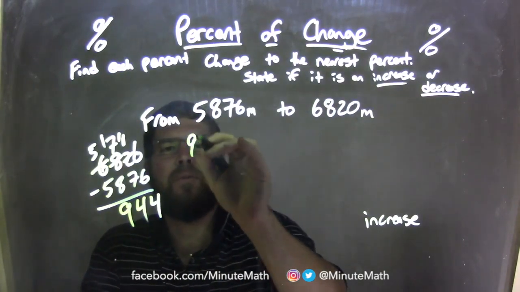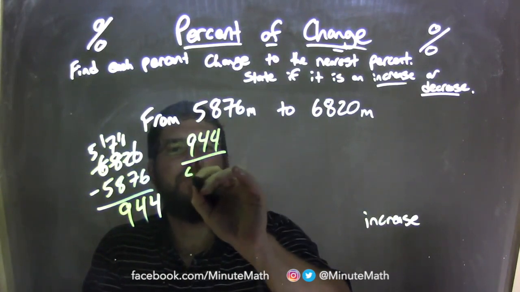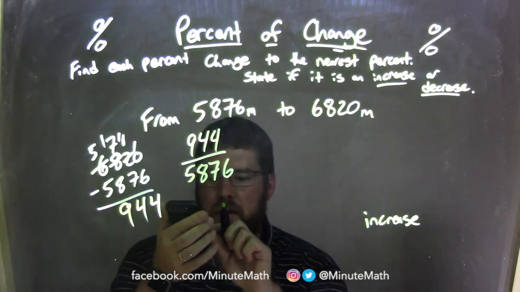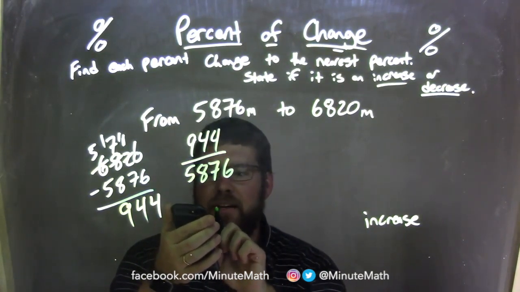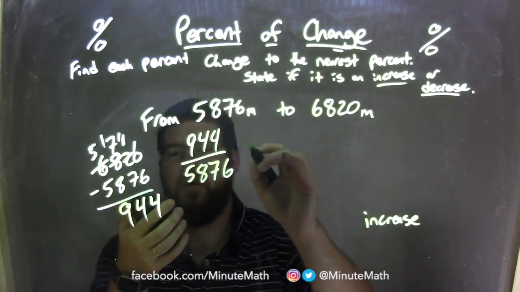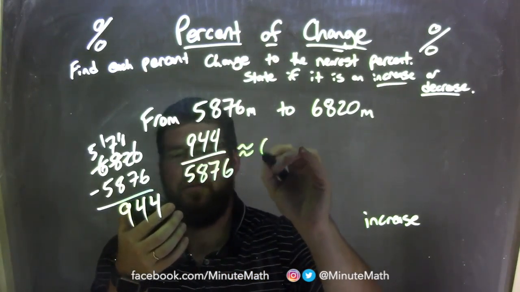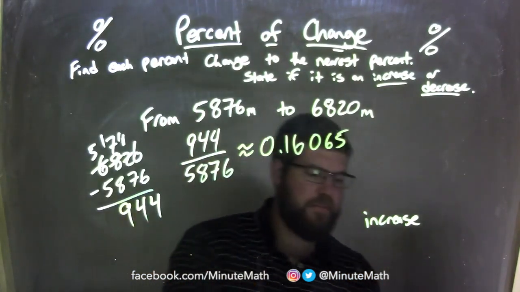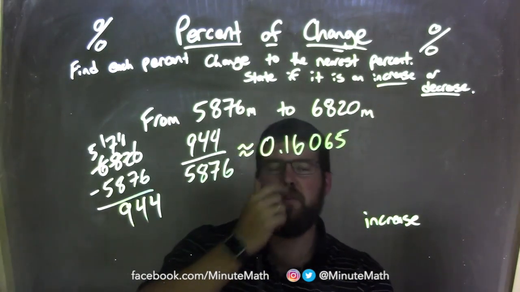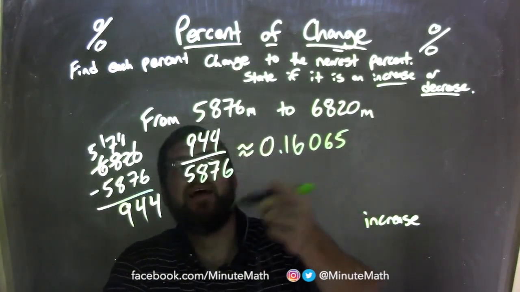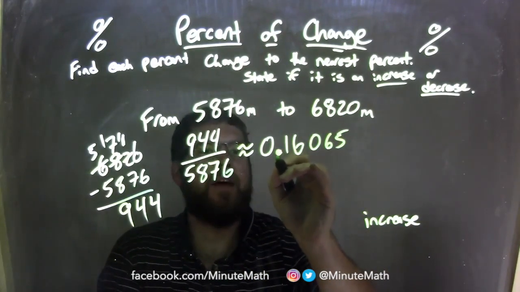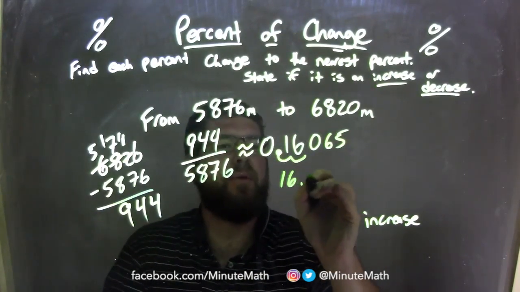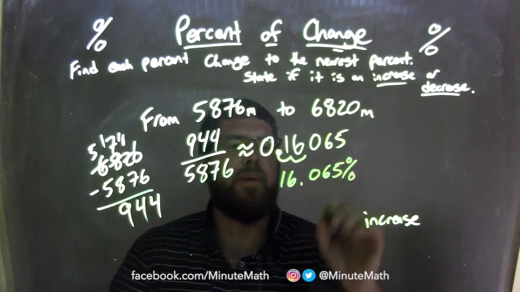I take that 944, and I divide it by our first number, 5876. So I take 944 divided by 5876, and that comes out to be approximately 0.16065. Okay? So approximately 0.16065. And so now I need to take that decimal and convert it to a percent. To do that, I move the decimal over 2 units, 1, 2. So I have 16.065%. But now I got to round that.